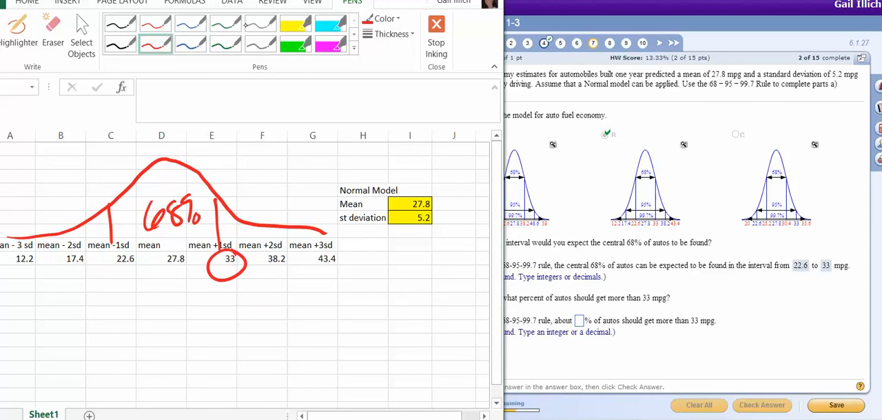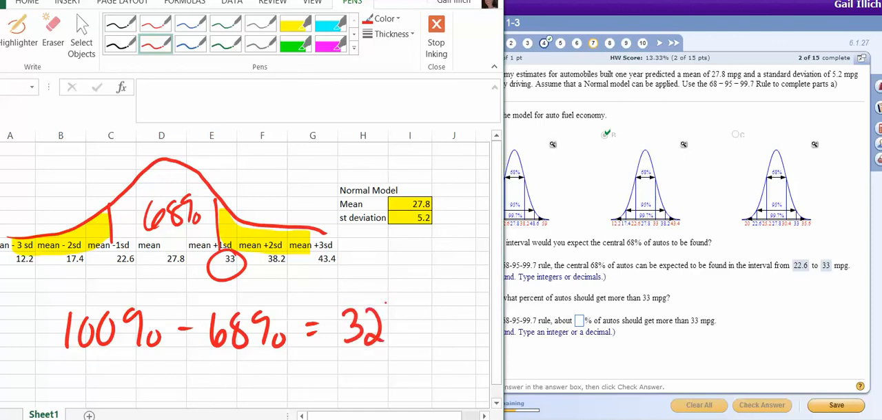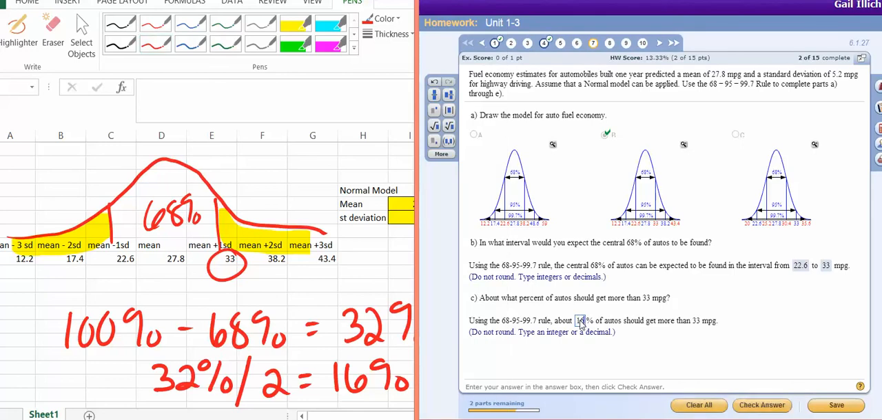So how much do you have left? Well, you have some on this side and you have some on this side. The whole thing is 100%. So 100% minus 68% is equal to 32%. But you have to split that between the two tails, so you do 32% divided by 2 to get 16%. Of course you could do those calculations in Excel if you wanted, but there would be 16% to the right of 33, and 16% of the data would be to the left of 22.6. So we'll say 16%.